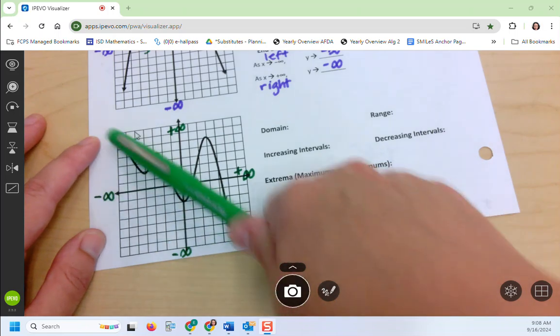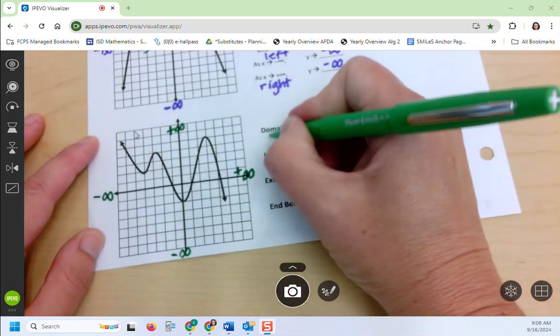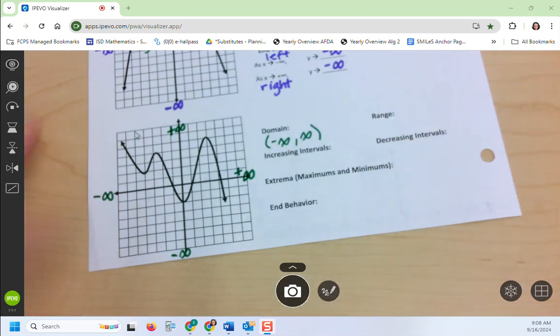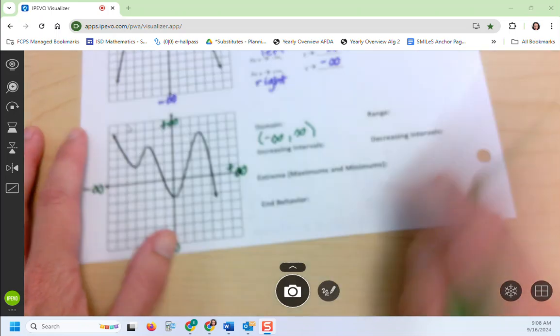All right, domain. Starts over here at the left and continues to the right. Okay, give me a thumbs up if you got that. Negative infinity to infinity. Who got that? All right, good job. Who has a question? Go ahead. That's not a question. That's a very helpful statement. Thank you. All right, negative infinity to infinity. Good.